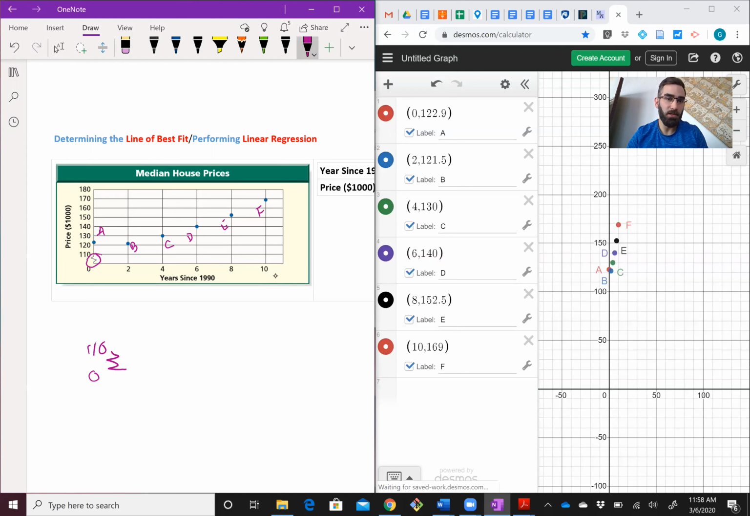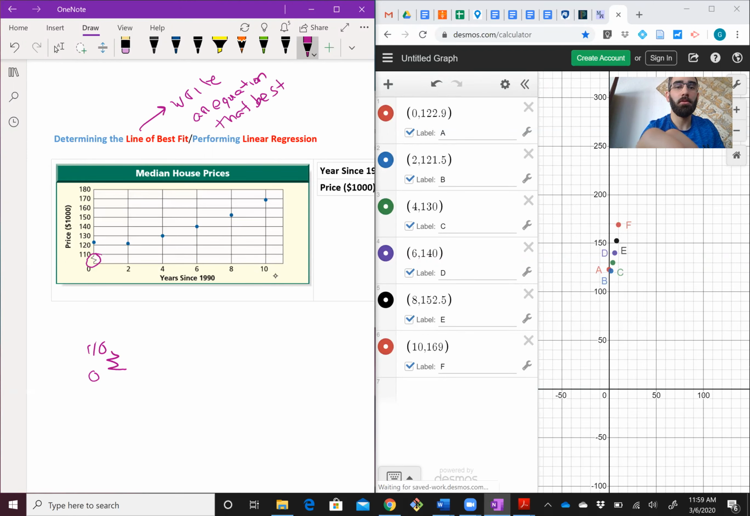Now, here's what we're going to be doing. We're going to be determining the line of best fit. Now, to find the line of best fit, what that means is to write an equation that best represents the data.